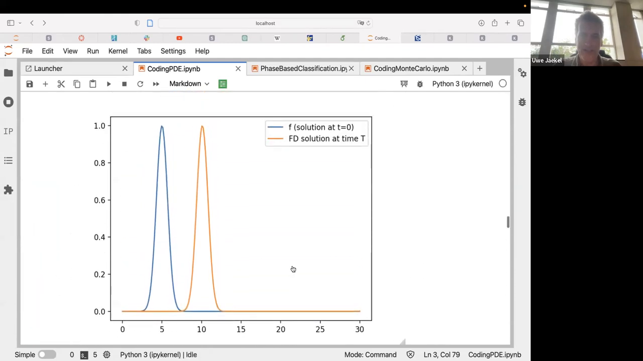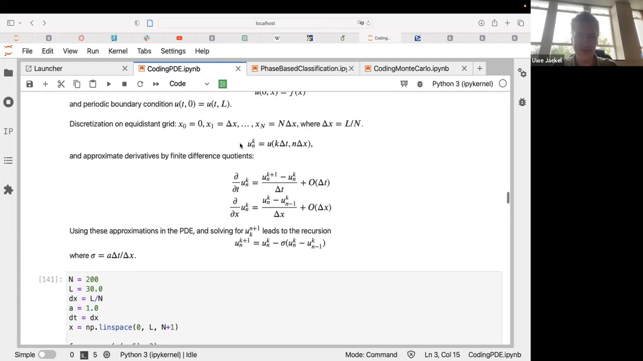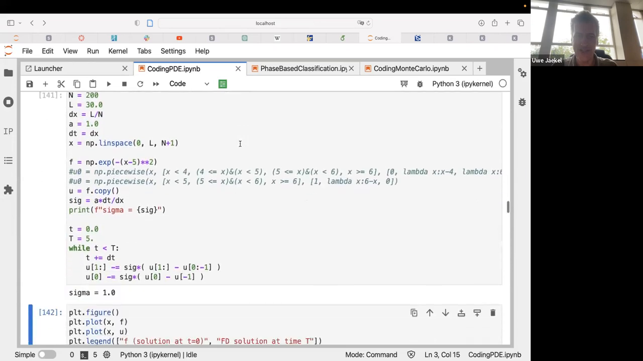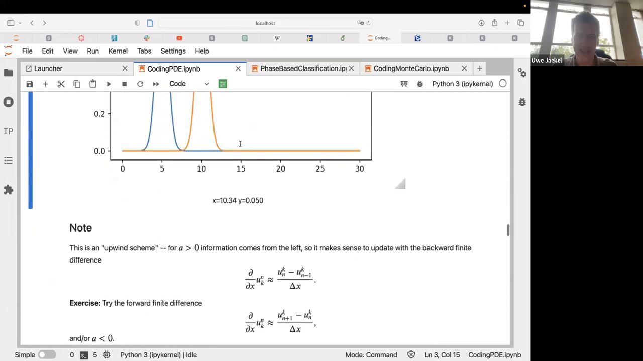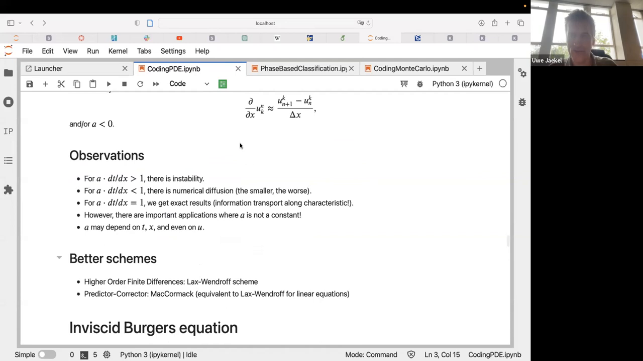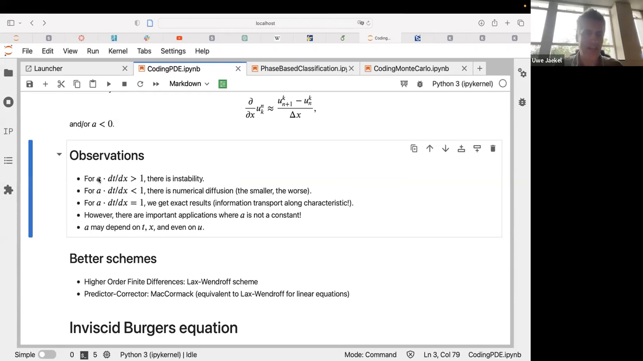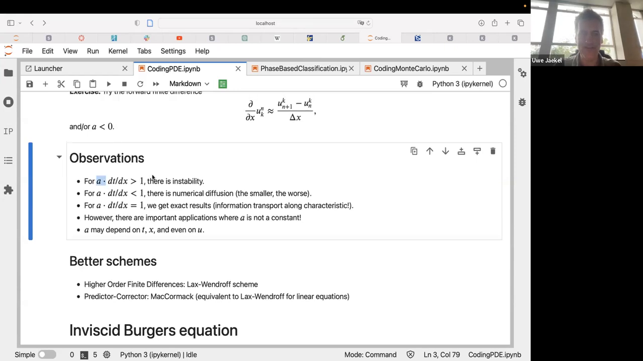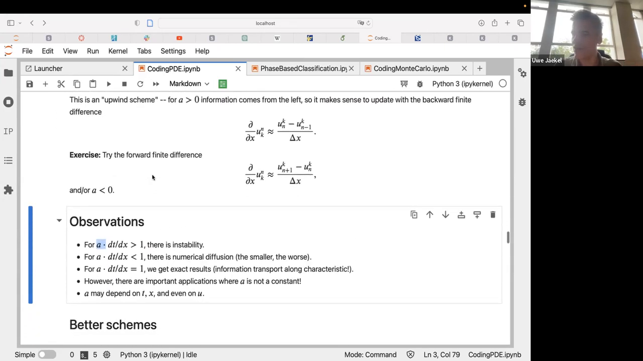Back to our linear scheme so far. We have solved this transport equation analytically and numerically, and we saw there were some things we have to keep in mind with the numerical solution based on finite differences. And these problems were if the transport velocity, let's have one more look at the equation itself.